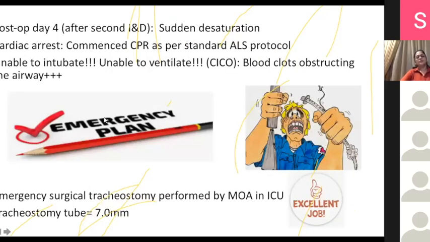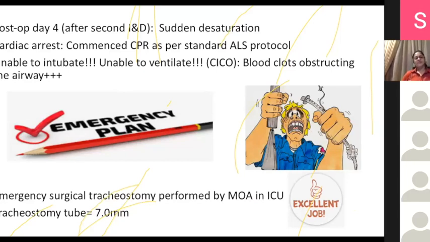Post-op day 4 after the second IND, he suddenly desaturates while he's sitting on that ICU bed. He goes into a sudden cardiac arrest, and the team commences CPR as per the standard protocol. They now get into a situation where they cannot intubate, they cannot oxygenate. And there's loads and loads of blood clots obstructing the airway.